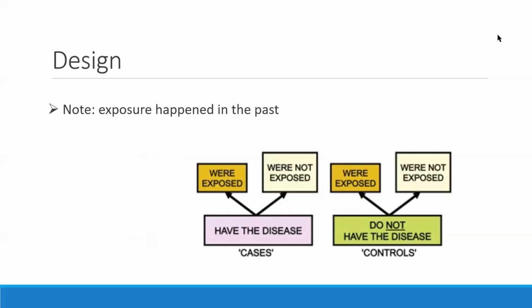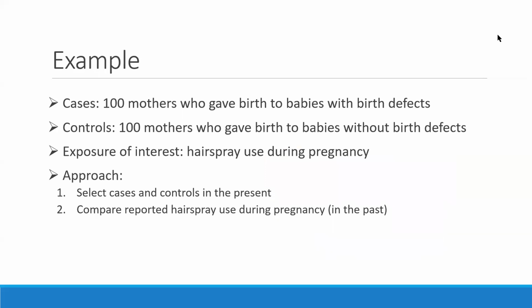Right? So you've done that. You've got your cases and you have your controls. Your cases have the outcome of interest. Your controls don't have the outcome of interest. And then you look back at the exposure. Okay, so this is exactly what you suggested. We have 100 mothers with babies with congenital malformations, 100 without, and we select them now, and we ask them about the use of hairspray in the past.